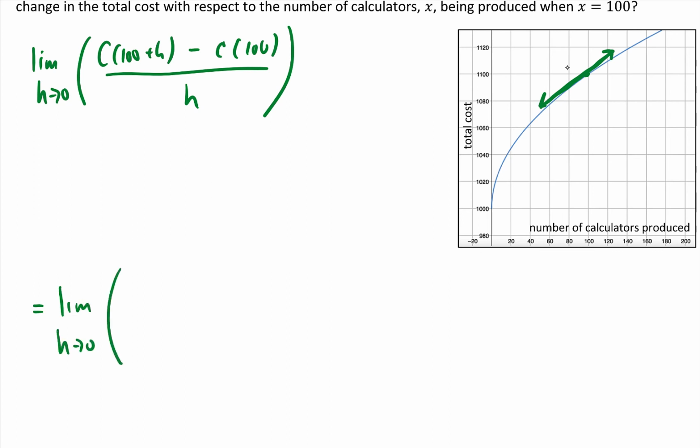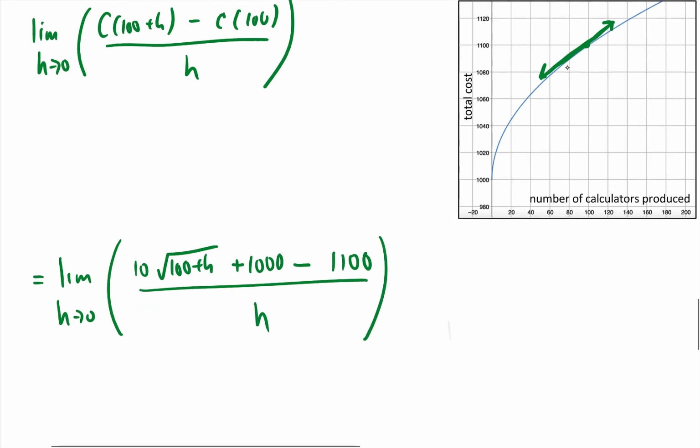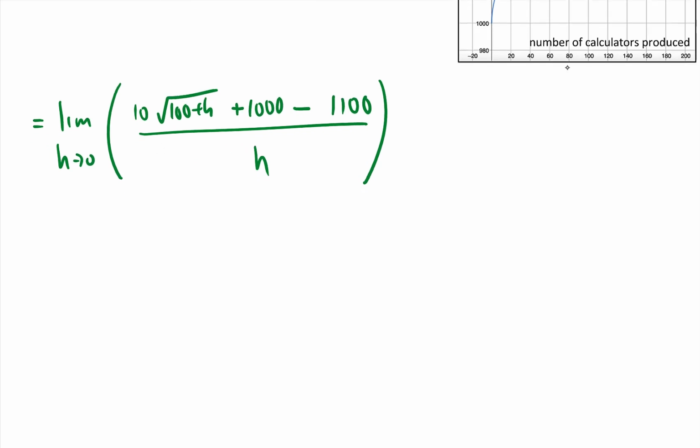So the cost of 100 plus h, if we sub that into our formula, that's 10 times the root of 100 plus h plus 1,000 minus, so if we sub 100 into the cost, we get 10 times 10 plus 1,000. So that gives us 1,100 all over h. So let's take one more step and simplify what we can. So we get the limit as h goes to 0 of 10 times the root of 100 plus h minus 100 all over h.